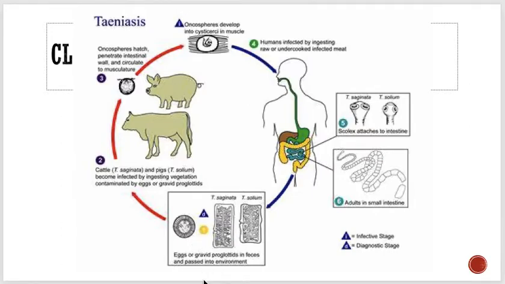Okay, whenever these eggs are released, these proglottids are released, they are the ones which make eggs, right? And when the eggs are formed, cattle in the case of saginata and pigs in the case of solium become infected by ingesting vegetation contaminated by eggs or gravid proglottids. Remember what is gravid? Gravid means they are carrying the babies, you can say. So the definitive host is humans, and the intermediate host, if I talk about saginata, is cow.